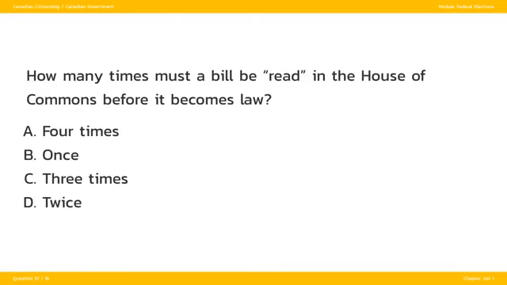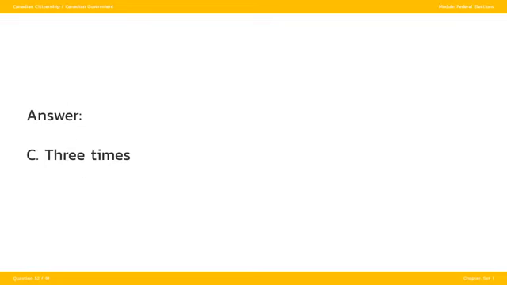How many times must a bill be read in the House of Commons before it becomes law? A. 4 times. B. Once. C. 3 times. D. Twice. The answer is C. 3 times.